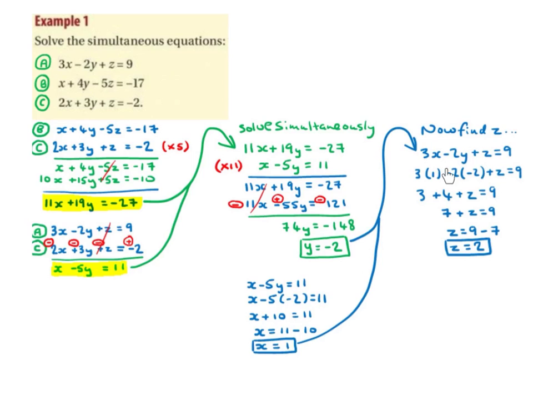3 by 1 is 3, minus 2 by minus 2 is 4. Bring down the z, the equals on the 9. 3 plus 4 is 7, so 7 plus z is equal to 9. So 9 minus 7 is 2, so z is equal to 2.